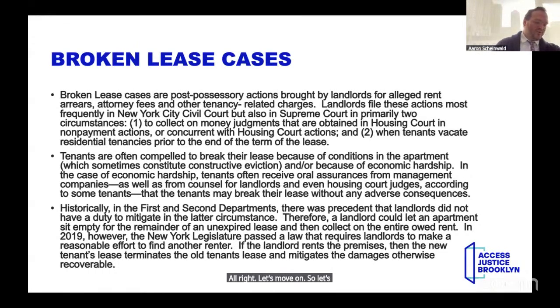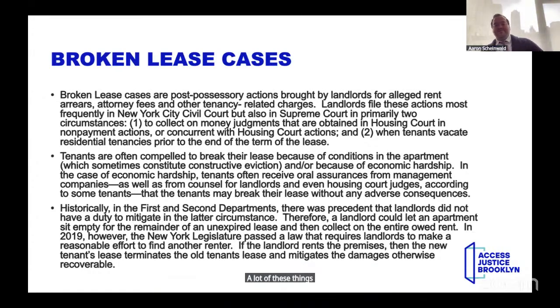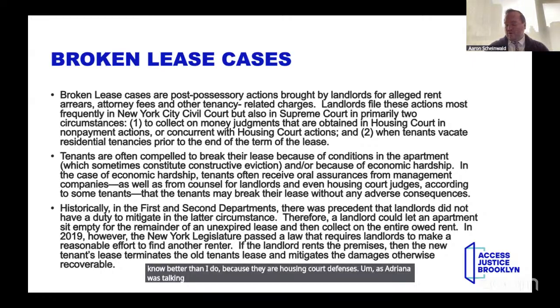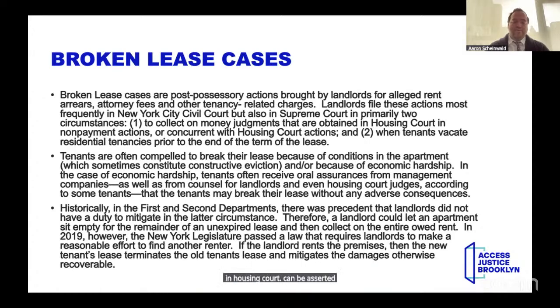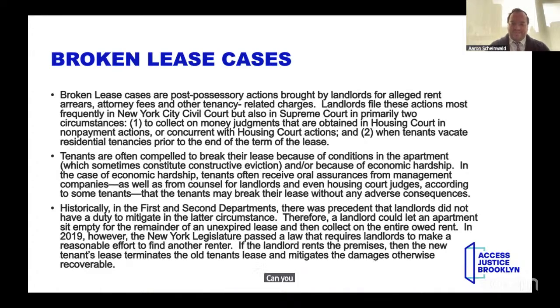So let's start talking a little bit more about some of the procedural and substantive issues related to rent arrears cases. A lot of these things are going to be things that probably people on this call know better than I do because they are housing court defenses. As Adriana was talking about a little bit earlier in this call, any defense that one has in housing court can be asserted for a rent arrears case. If you have implied warranty of habitability issues, can you assert those in your civil case for rent arrears, even though you are no longer in possession of the premises and everything does not have to be routed through housing court? Absolutely.